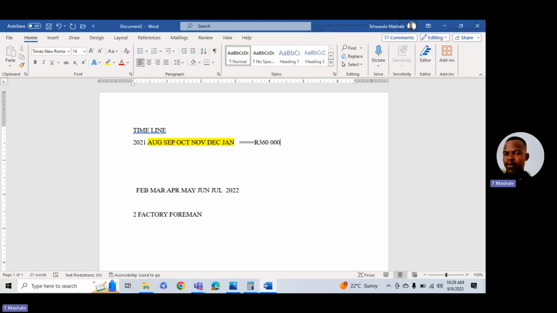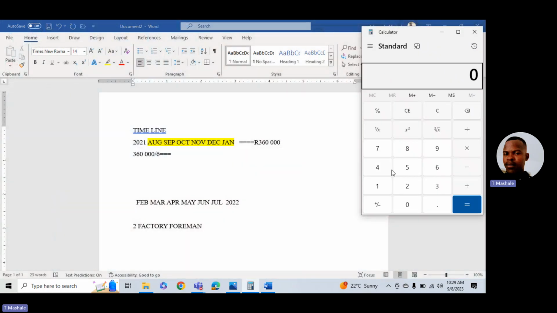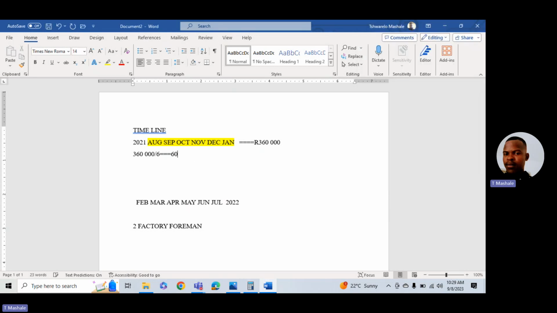So we need to find out how much they were being paid per month. That means we're going to say the 360,000 divided by the 6 months. That means per month they were paid 60,000. So in August they were paid 60,000. In September, 60,000. In October, 60,000. November, 60,000. December, 60,000. And again, January, 60,000.